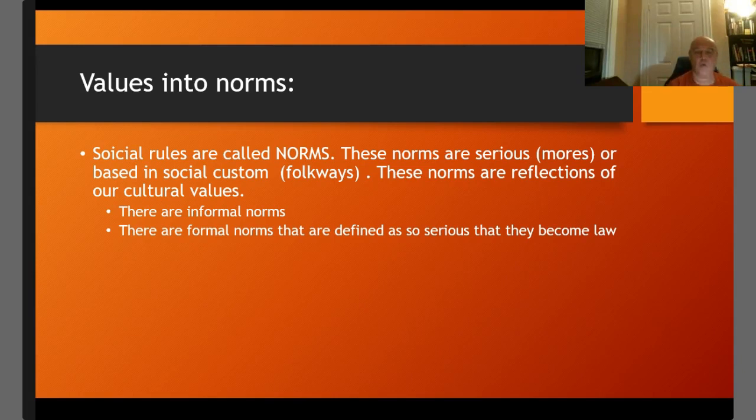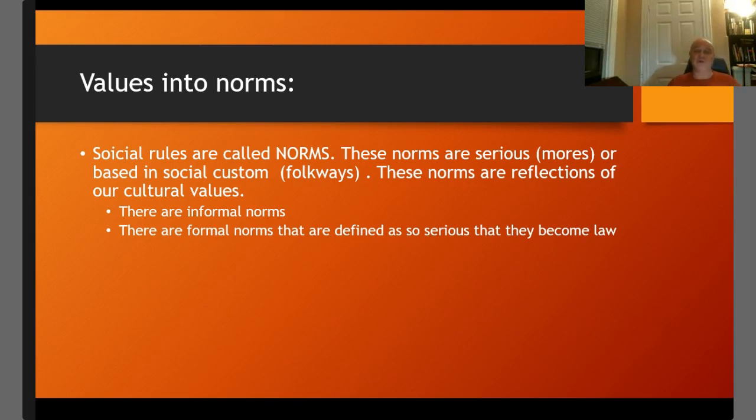More specifically, we turn our values and beliefs into rules, social rules by which we live. Social rules are called norms. These norms are serious, mores, or based in social custom, folkways. These norms are reflections of our cultural values. A more, for example, would carry serious moral significance. Don't commit adultery or murder, for example. People often hold the 10 Commandments up as an example of a set of mores, or serious social rules.